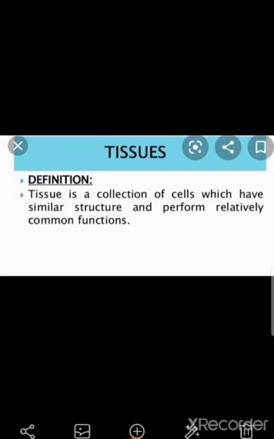Apart from the very simplest organisms, plants and animals are made up of a large number of cells. Cells of the same type usually group together to form tissue. A living tissue is made from a group of similar cells which all work together to do a particular job. So tissue is a collection of cells which have similar structure and perform relatively common functions.